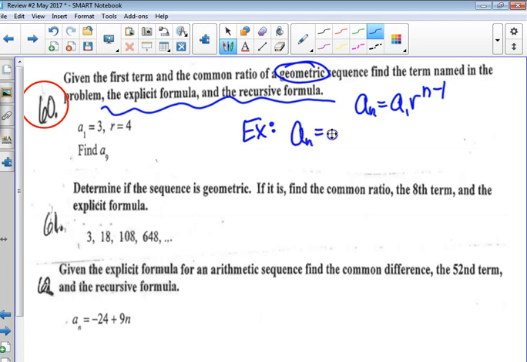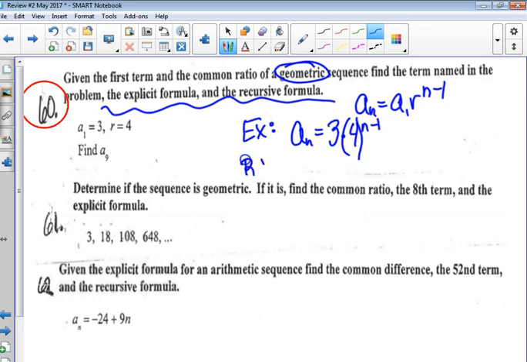Explicit. So what will that look like for this question? a_n equals 3 times 4 to the n minus 1. You don't have to have parentheses around the 4 because it's positive. If it was negative, you would, or if it was a fraction, you would. So I'm just going to put them there.